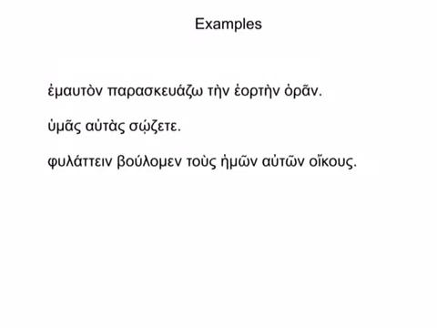Our second sentence is humas autas sozete, or save yourselves. Notice this could not be save yourself because this is second person plural, not singular. Here again, humas autas is the direct object of the sentence, and you is also the subject of the sentence. So humas autas is referring back to the subject. It's a reflexive pronoun. Finally, we have phulaxai boulometha tous hemonauton oikous, or we wish to guard the houses of ourselves, or our own houses.